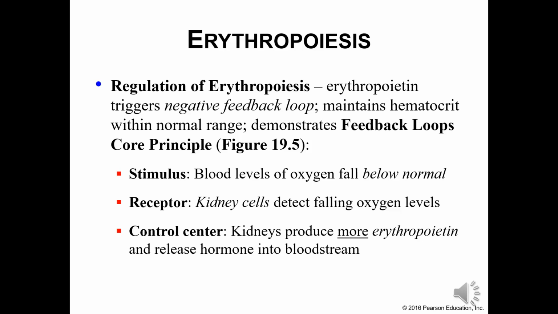Remember, erythropoietin is the hormone produced by the kidneys that triggers a negative feedback loop. So let's go through the feedback loop. A stimulus for producing erythropoietin is basically when the blood levels of oxygen fall below their normal levels. That's called tissue hypoxia.